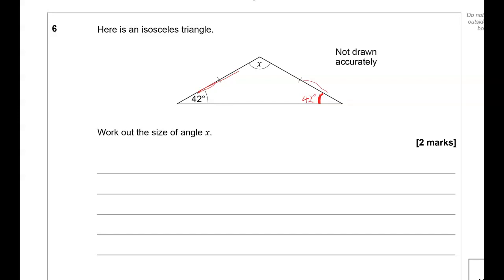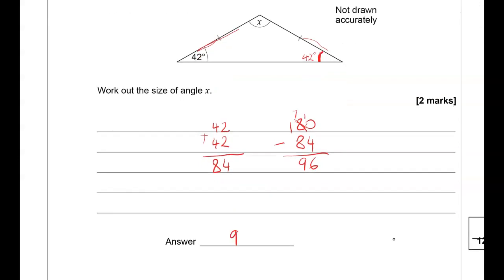We know that angles in a triangle add up to 180. So if I add 42 and 42, which gives me 84, and I take that away from 180, should give me what X is equal to. So that is 10 take away 4, which gives us 6, and then 17 take away 8, which is 9. So 96 degrees is the answer.